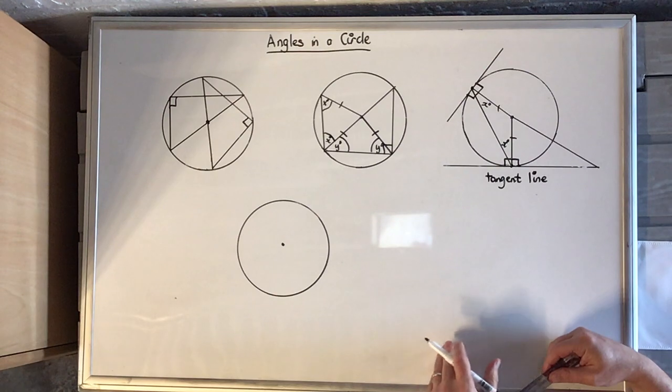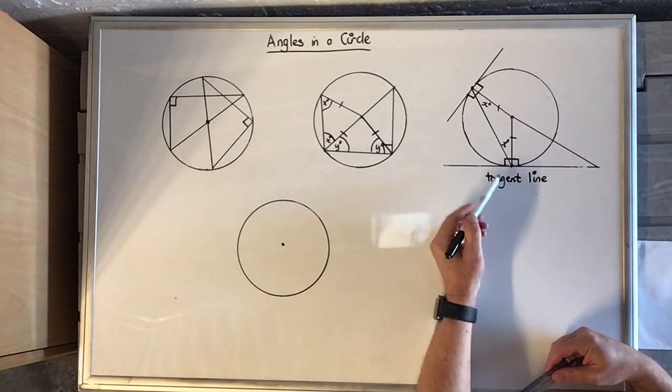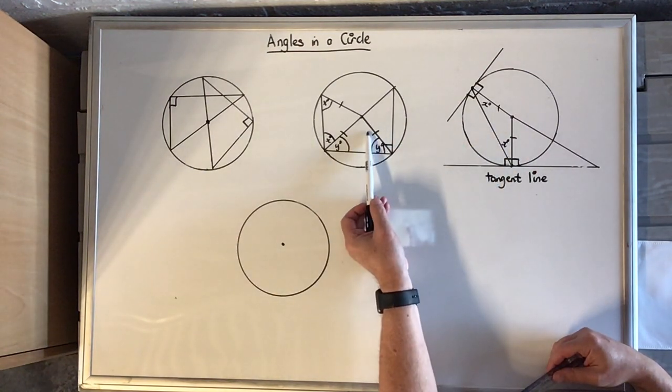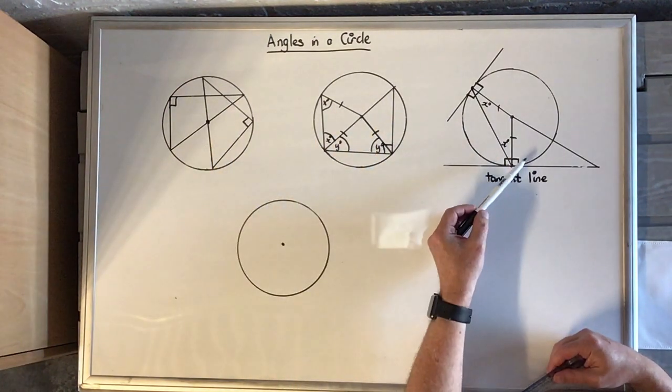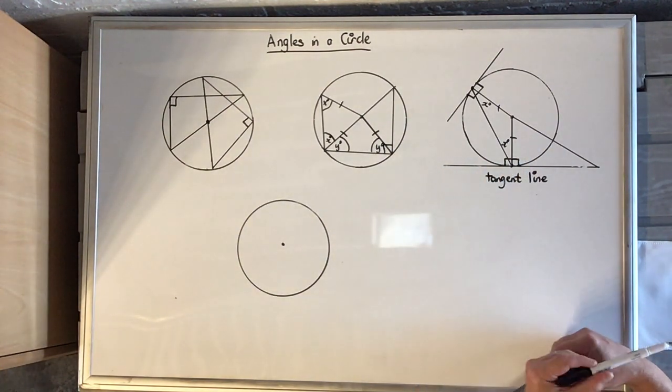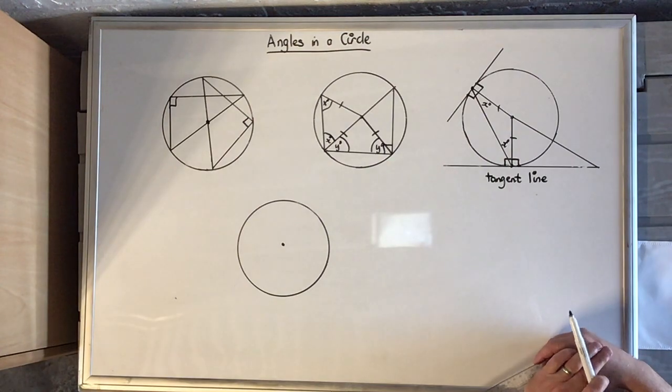It gets to be a bit more complicated, but as long as you know your properties, and the properties are always these properties here, the isosceles triangle or the right angle triangle or the tangent line. I think that's basically it. I don't think there's any other properties that we have to deal with.